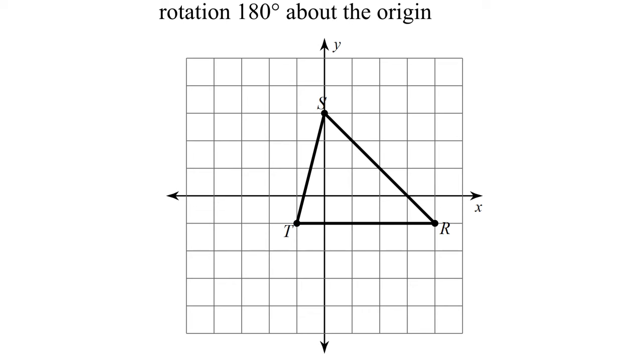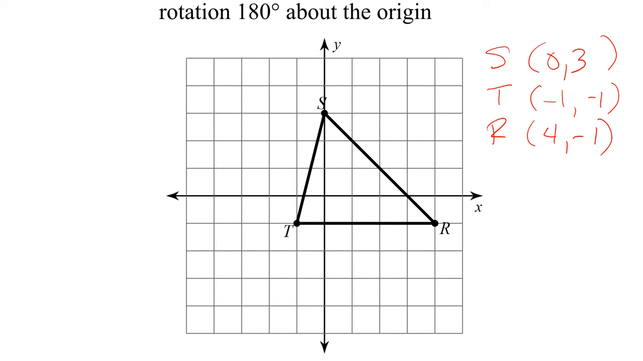All right, let's go ahead and look at this. A rotation of 180 degrees around the origin. Okay, so since it's a triangle, I'm going to have to do each one individually. Here's how I work with this. We're going to list out the ordered pairs for S, T, and R. S is at 0, 3. T is at -1, -1. And R is at 4, -1.